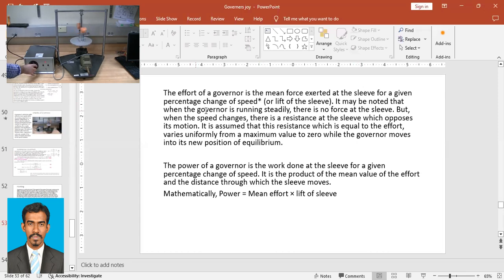It may be noted that when the governor is running steadily, there is no force at the sleeve. Why? Because there is no uplift or downfall. It will run steadily, so there is no need of any force. But when the speed changes, the sleeve also needs to change its position. Either it should lift up or it should fall down. There is a resistance at the sleeve which opposes its motion.